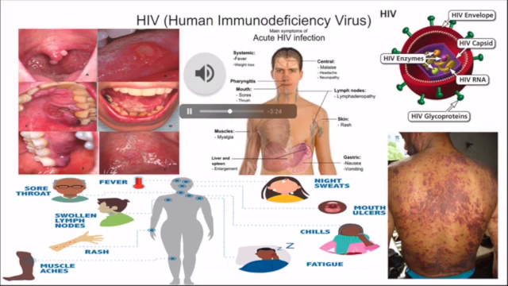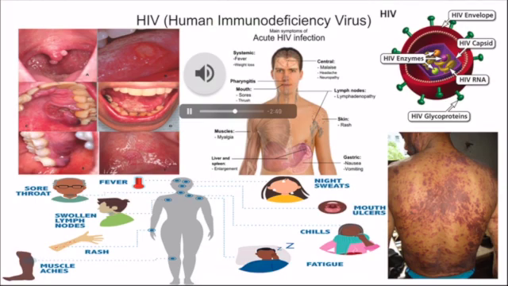ART is for people who have HIV already, and those who are negative for HIV can take PrEP, which is pre-exposure prophylaxis. Using condoms, choosing less risky sexual behaviors, reducing the number of sexual partners, and not sharing needles, syringes, or any other injection equipment can also help prevent HIV.